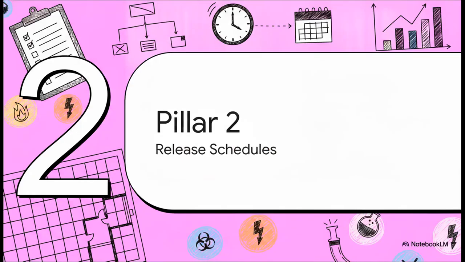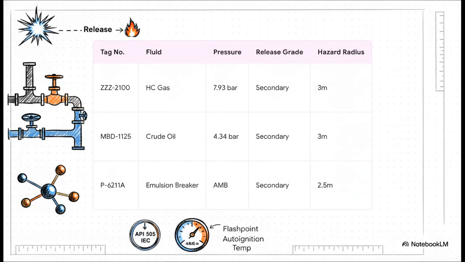Moving right along to Pillar 2, Source of Release Schedules. Now, a colored drawing is fantastic, but it's just the end result. We need the actual mathematical evidence to back it up. We can't just go drawing arbitrary yellow circles on a floor plan and call it a day, right? The source of release schedule is essentially that detailed mathematical evidence trail.